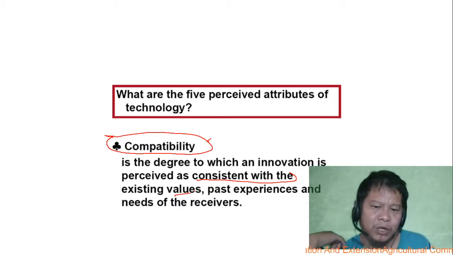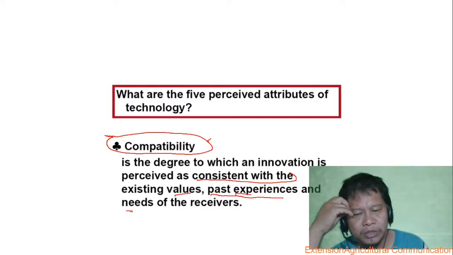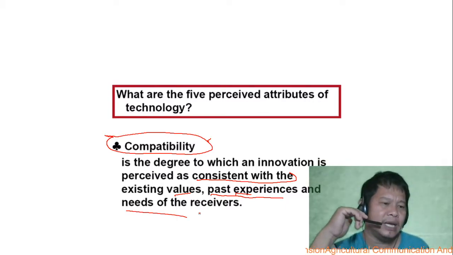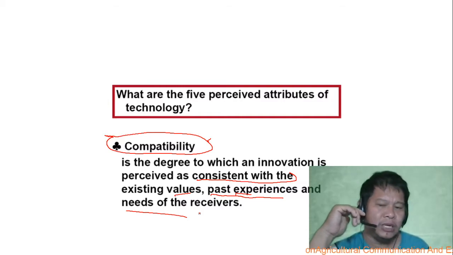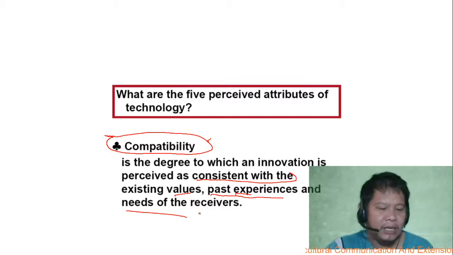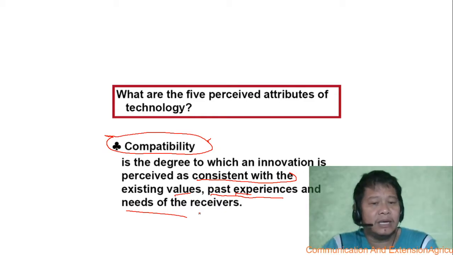So it should be compatible with their past experience, and with the needs of the receivers. Maybe they don't need it. You give a technology but they don't like it because it is not the solution to their problems. So it should be compatible with the needs, the wants, the aspirations of the clients or the farmers. Or maybe it is too expensive. Maybe they can't afford it in terms of income, so it is not compatible with their economic situation.